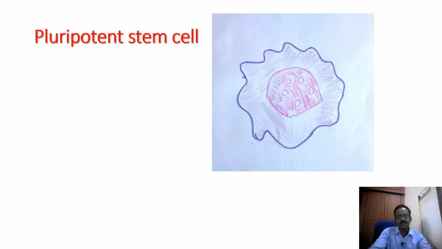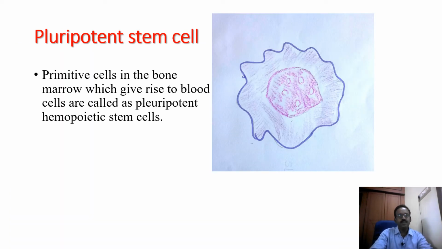The pluripotent stem cell is the primitive cell in the bone marrow which gives rise to blood cells, and is called the pluripotent hemopoietic stem cell. It has the property of self-renewal and can differentiate into the committed stem cell for the erythroid series.